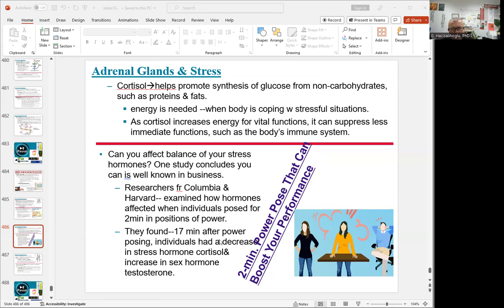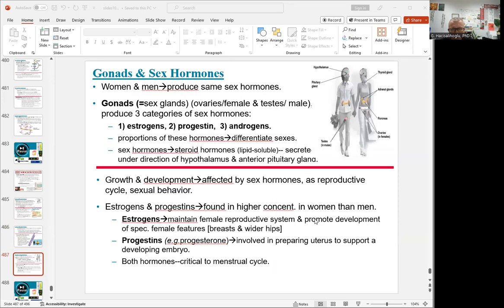So you can see one example here, a 2-minute power pose that can boost your performance. Again, this is assumed, because there is a link to this study, which actually shows a link between lowering cortisol levels and increasing sex hormones, testosterone. We will see that also coming up.